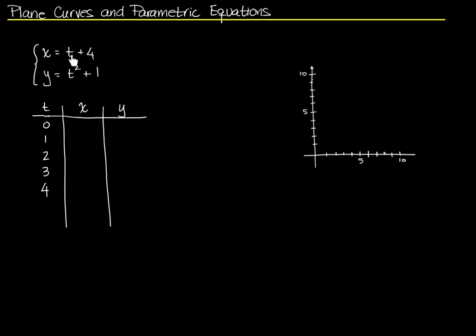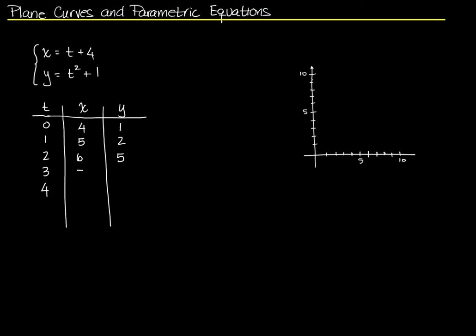So let's start with our 0. If I plug 0 in here and 0 in here, I get 0 plus 4, which is 4, and 0 squared plus 1, which is 1. So x is 4 and y is 1. When I plug 1 into my x equation, I get 1 plus 4, which is 5. When I plug 1 into my y equation, I get 1 squared plus 1, which is 2. Plugging 2 in gives me 2 plus 4 for x, and 2 squared plus 1, 4 plus 1 is 5 for y.